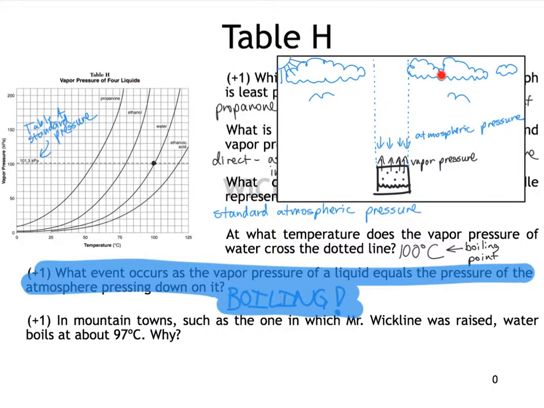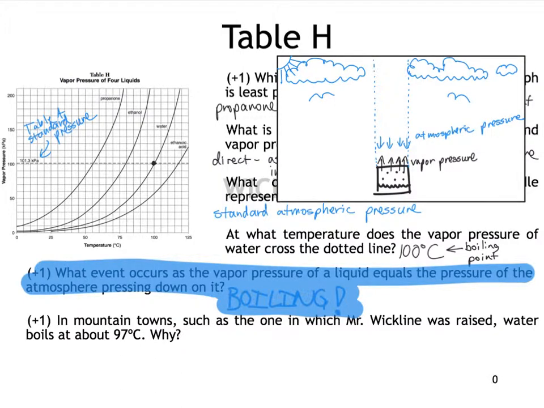We have our atmosphere up here, some birds, the sun, and the part of the atmosphere that's going to be exerting pressure on a liquid is going to be the column of air directly above it. So this is that column of air above my liquid. It's pressing down on the liquid, but the vapor above the liquid also exerts its own pressure. That's the vapor pressure, which is pressing up.